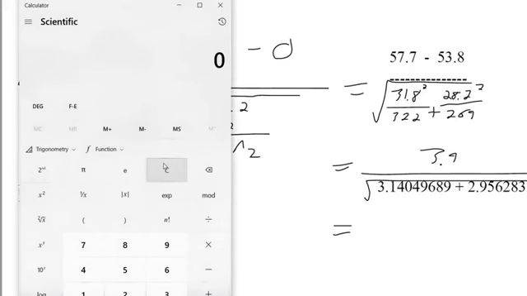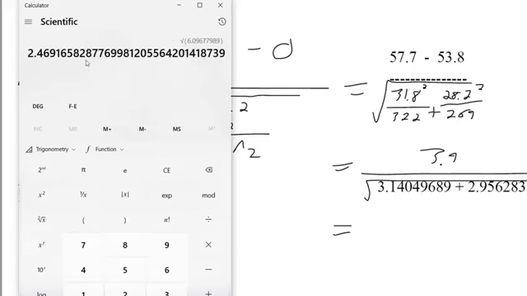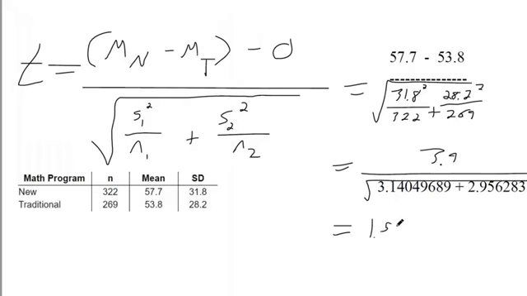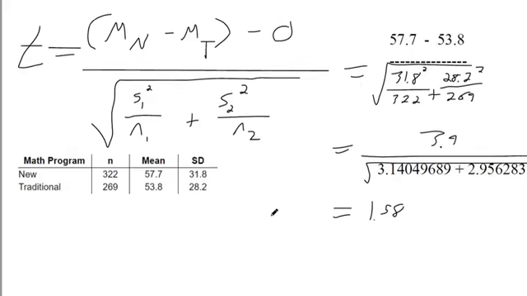Okay, so if we simplify, take a square root. This is the denominator. I'm going to copy that to my clipboard because it's the numerator divided by the denominator. So 1.58 is what I got for a test statistic. Okay, that's our test statistic for this problem.